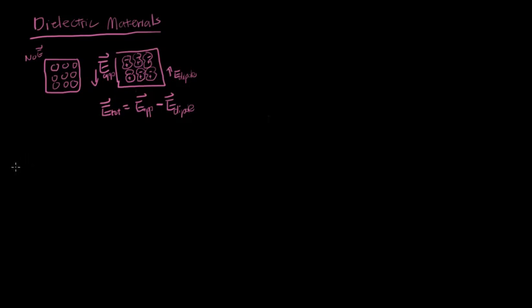So taking these dipoles into account, we can rewrite this equation and say that the electric flux density is going to be equal to the applied field in a vacuum plus a polarization term. So this term is called the polarization, and it is the summation of all these individual dipole moments.